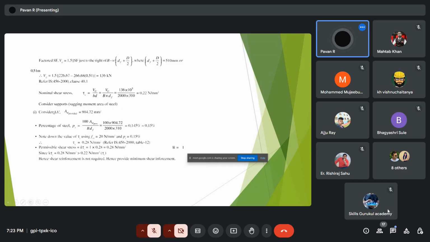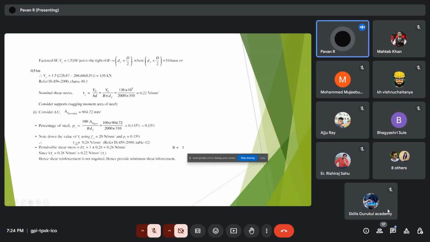Okay, and consider a dash cross section. With there, we should provide an AST is provided as 904.72 millimeter square, and this is calculated by the formula PT is equal to 100 into AST provided divided by B into DF, and that is effective depth. So we can multiply it, and percentage of steel that comes out to be 0.15 percentage.